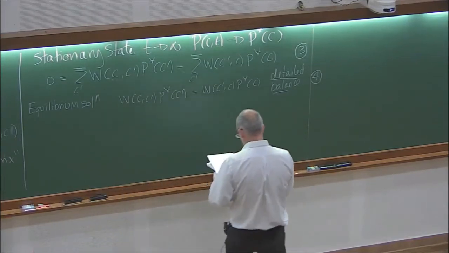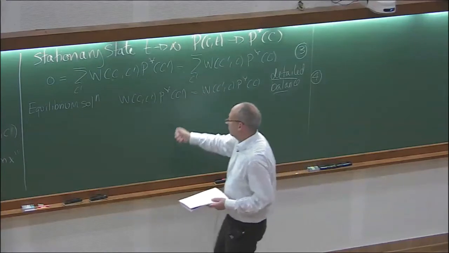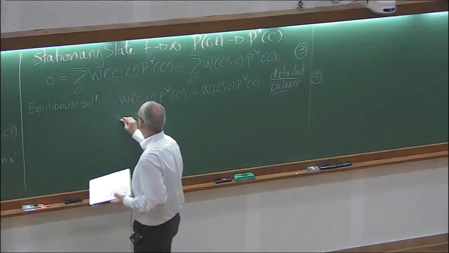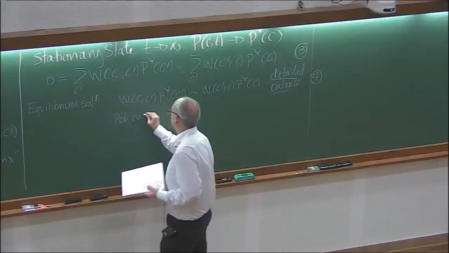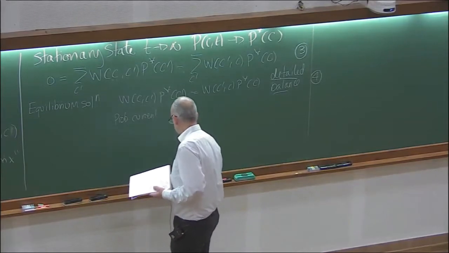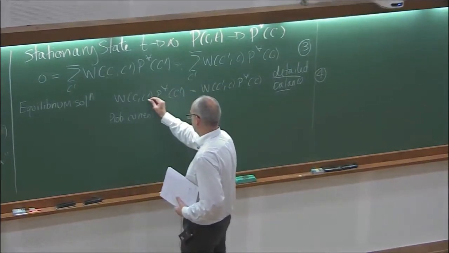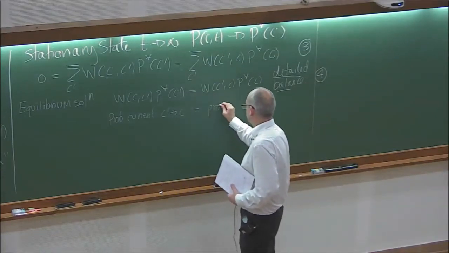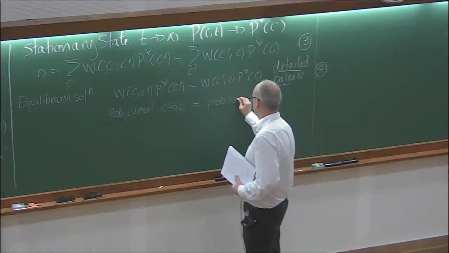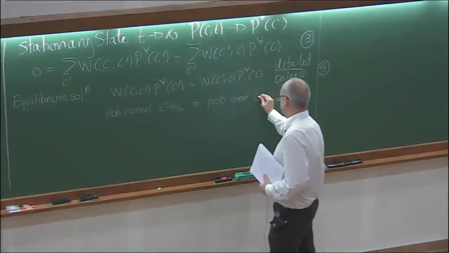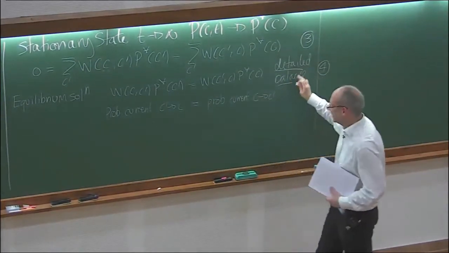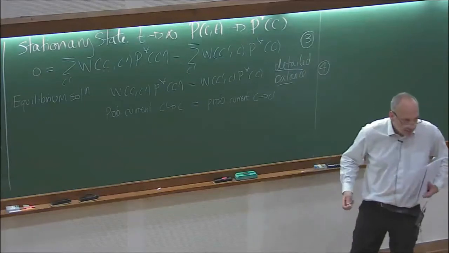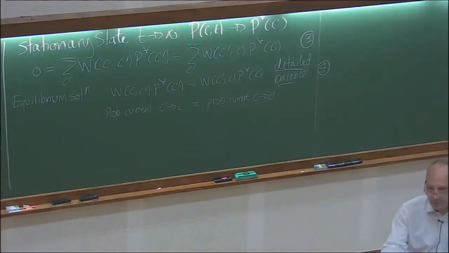So just to summarize, what this means is that the probability current from C prime to C is equal to the probability current from C to C prime, and that's why it's called detailed balance. At the microscopic level, there's no net flow of probability.